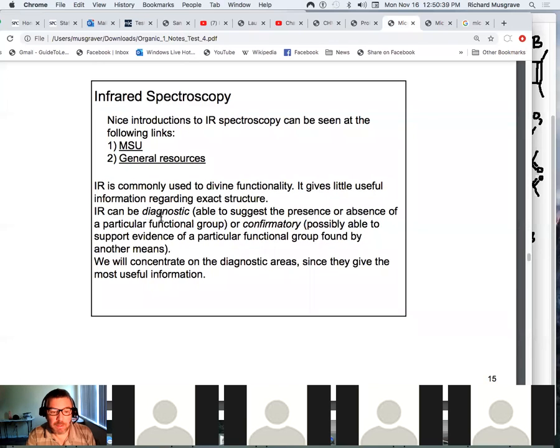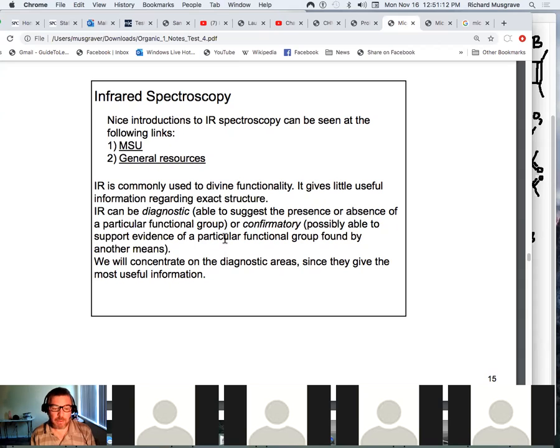Now, I kind of split these into two parts. A diagnostic, which means that it's able to suggest the presence or absence of a particular functional group. And the other thing we can see is confirmatory, where you can use a peak to confirm what you already know about something, or what kind of functional group it might be. For example, to be able to distinguish between a C double bond O if it's an aldehyde or a C double bond O if it's a ketone. That's what I mean by confirmatory.